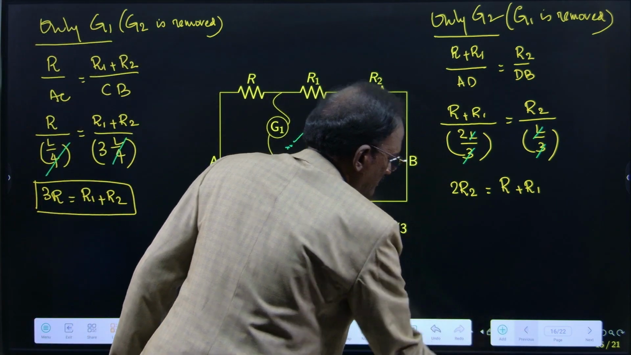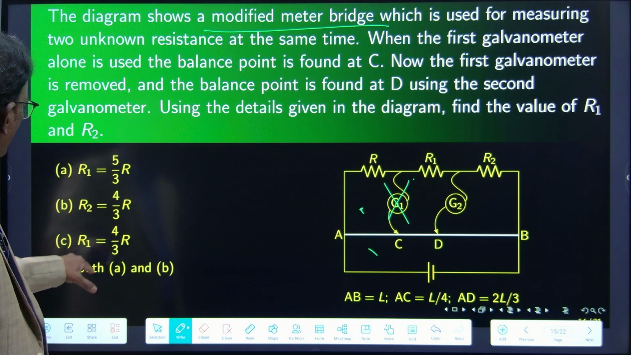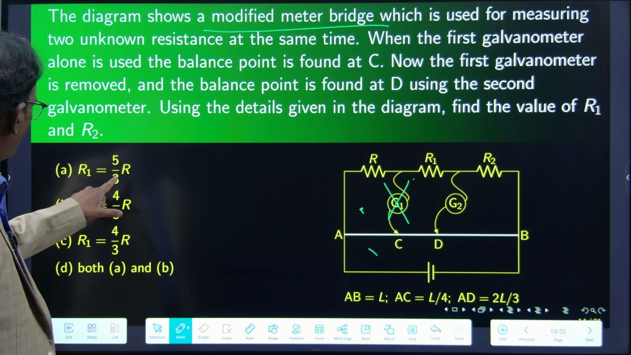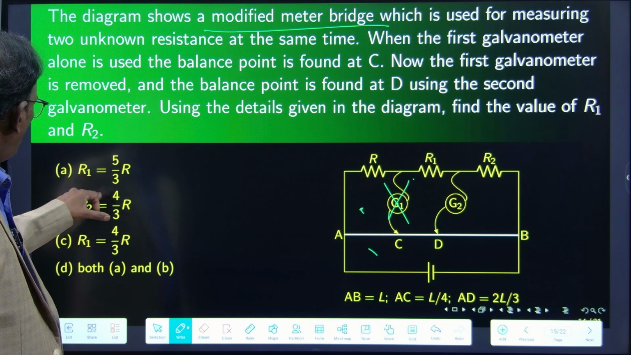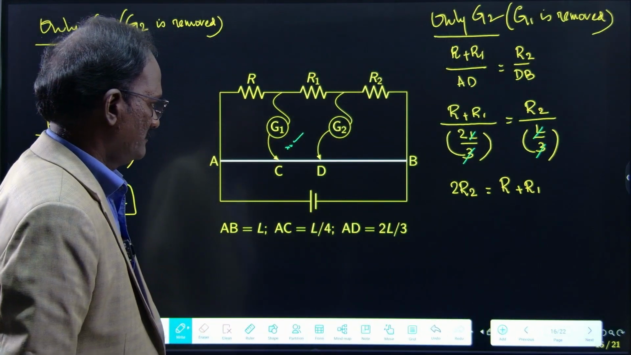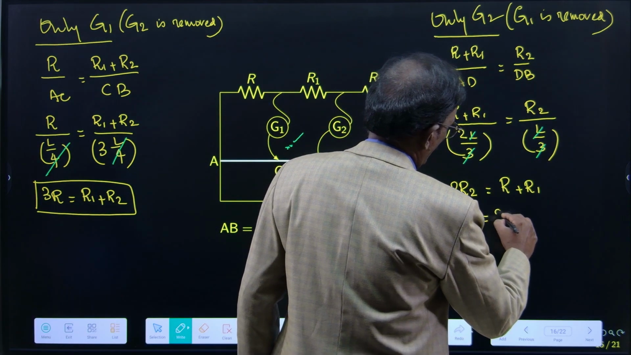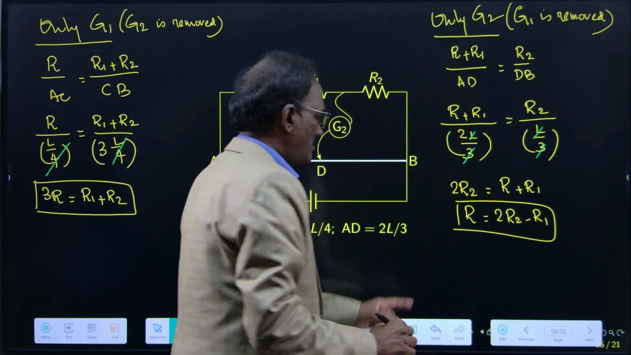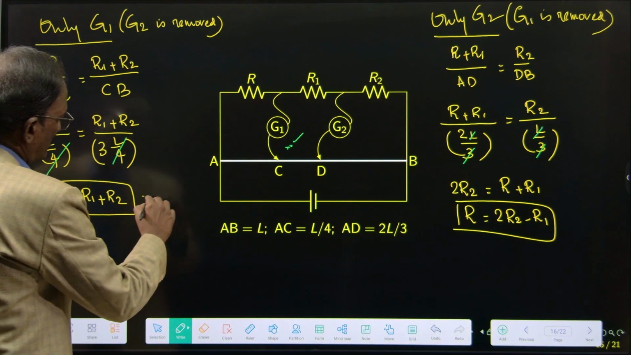So the options are R1 in terms of R, R2 in terms of R, right? If we find R1, then the right hand side R can be coming. R1, R2 in terms of R only we have to make. So this is 2R2. From here I am writing R is equal to 2R2 minus R1, because both are written in terms of R only. This is 3R, this is single R. Equation 1 and equation 2.